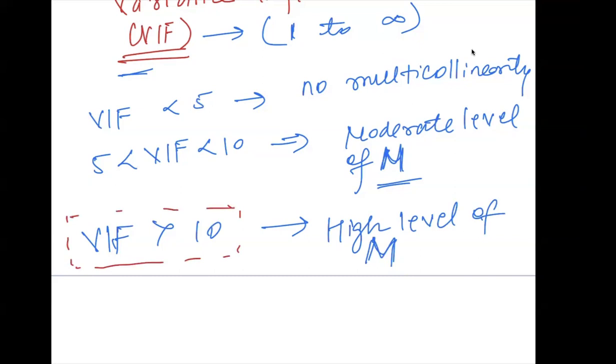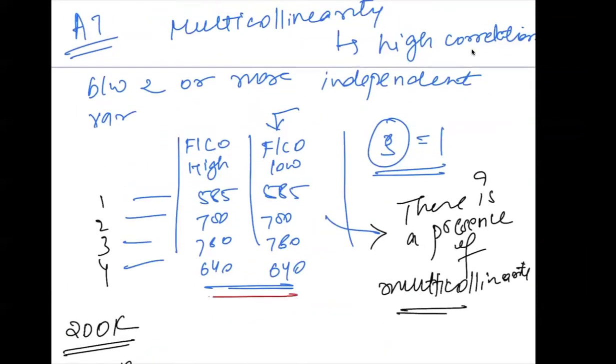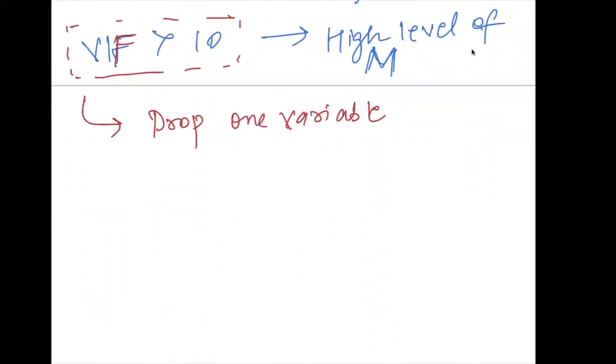If you perform this VIF and see that your variables have VIF greater than 10, then you need to drop one variable, because if you drop both the variables, it doesn't make sense. If both are telling the same thing, you can drop either one. Just drop one variable and that's it. So this is what we say for multicollinearity.